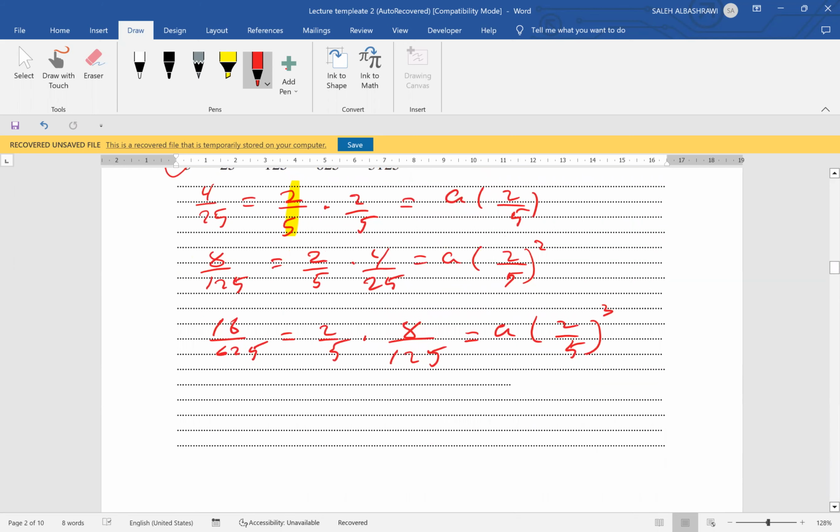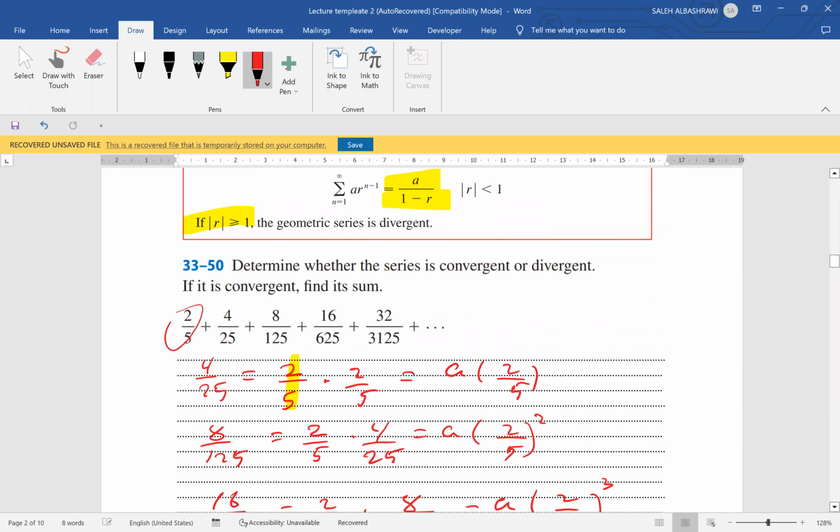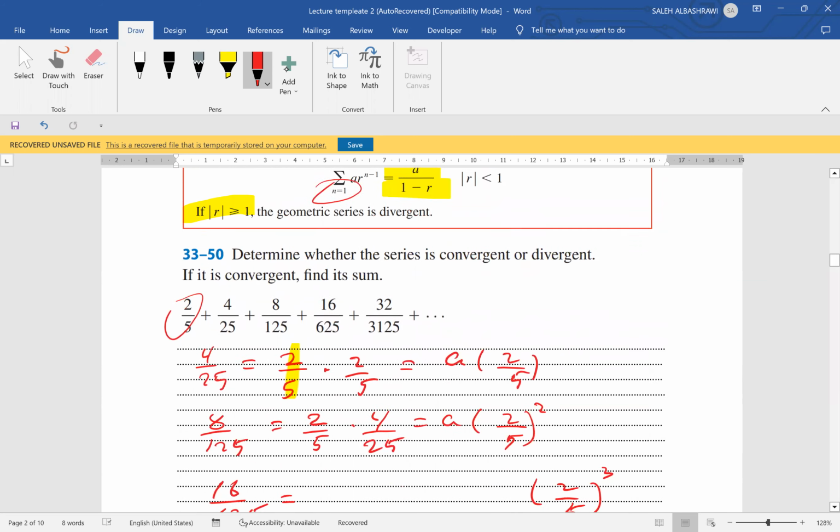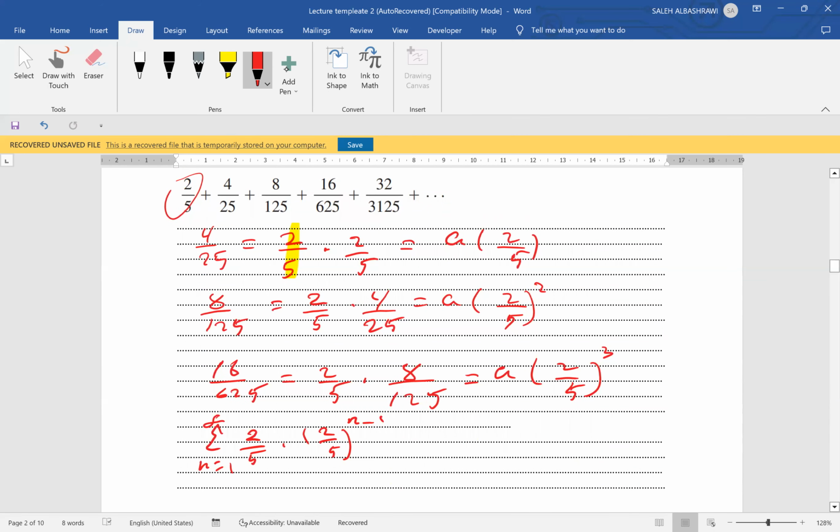So it can be written as the sum of 2 over 5 multiplied by 2 over 5 to the power n minus 1, where n starts from 1 to infinity. You have to be careful about the start point. It is n equal to 1 to infinity. So we have A equal to 2 over 5, the first term, and R is equal to 2 over 5, which is less than 1. This means the geometric series is convergent because R is less than 1.